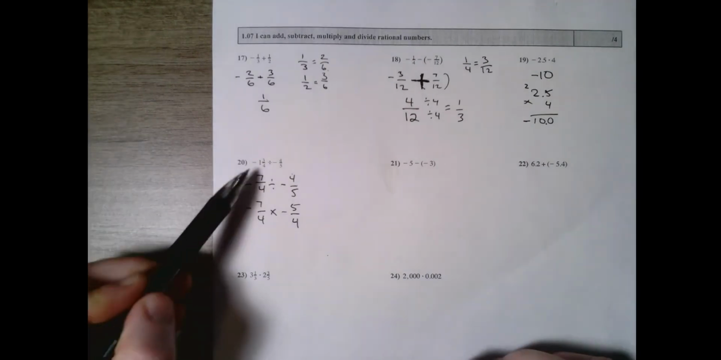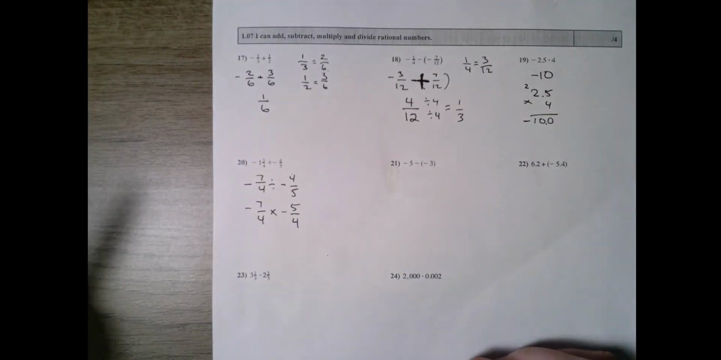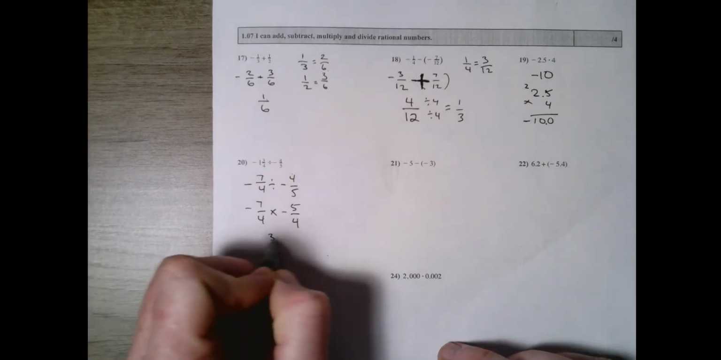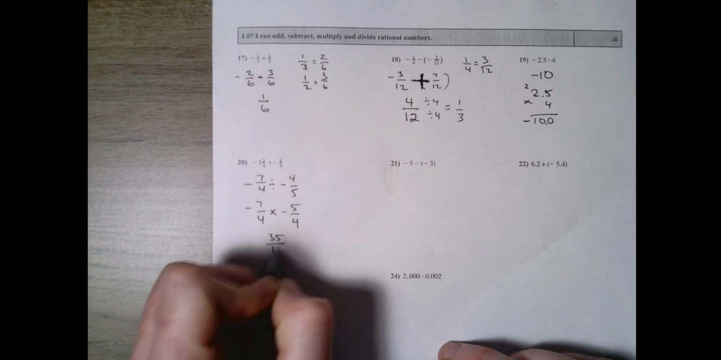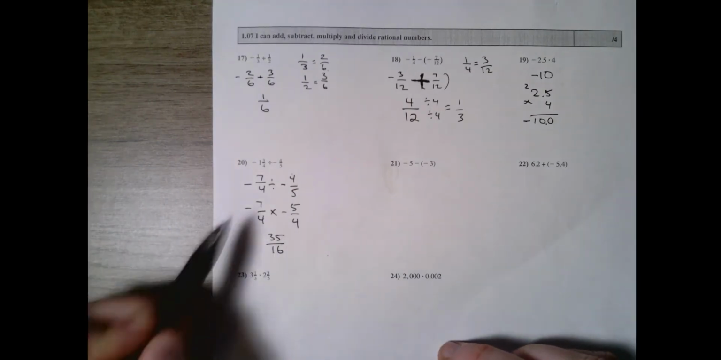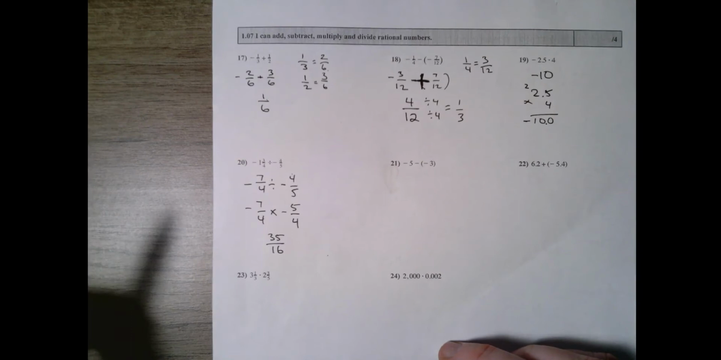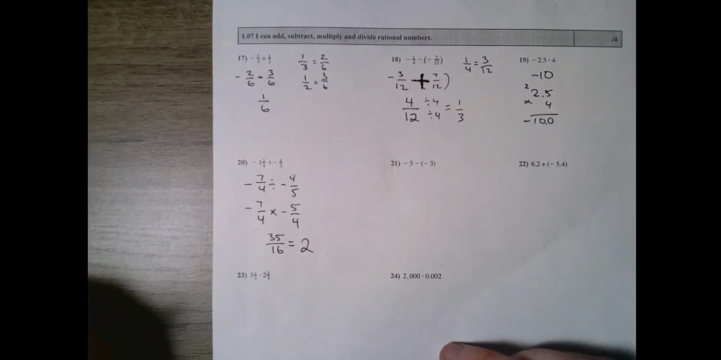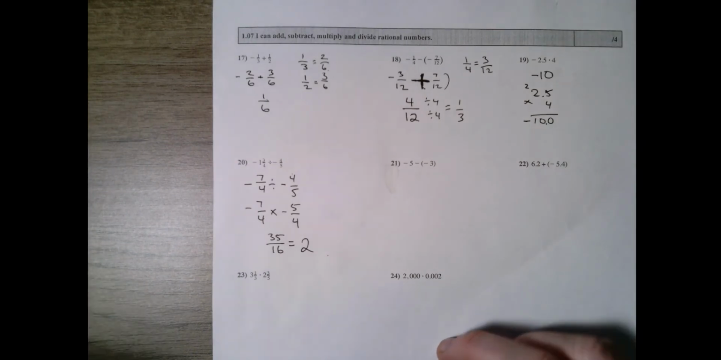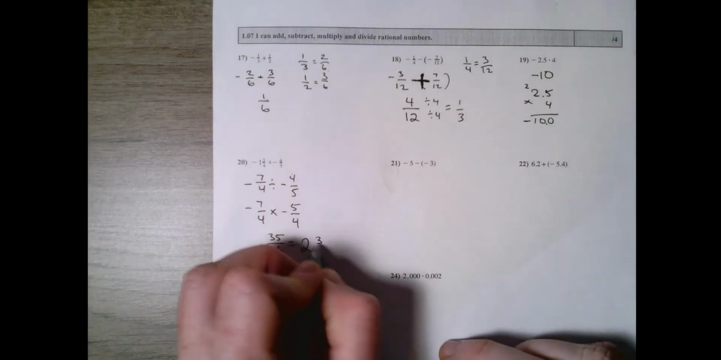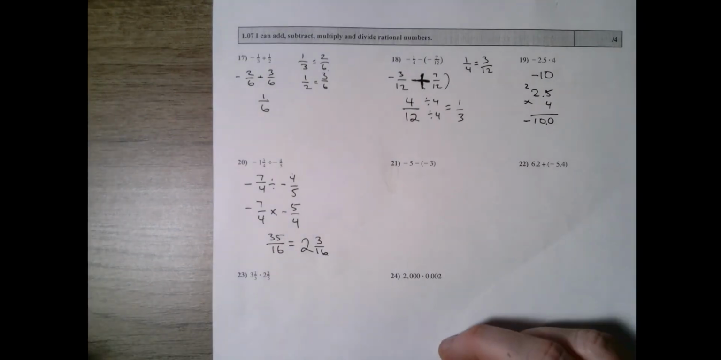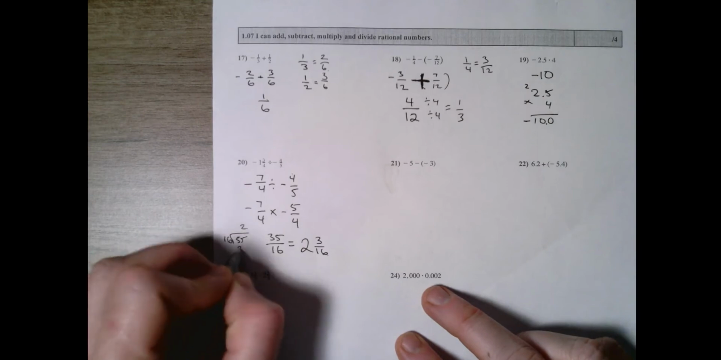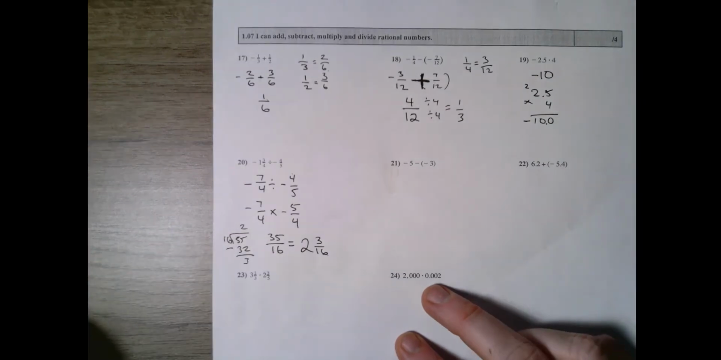So we still have a negative divided by a negative, which is going to be a positive number. So we're going to have 7 times 5 over 4 times 4, and we know our answer needs to be positive. Negative divided by a negative is a positive. And now I know that 16 goes into 35 2 times with 3 left over. 2 and 3/16.